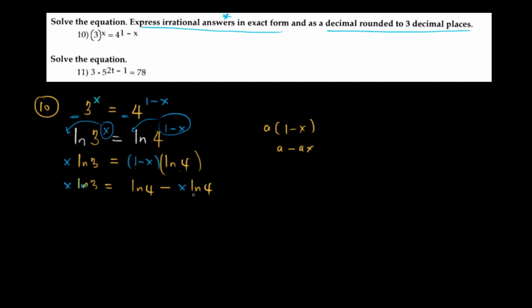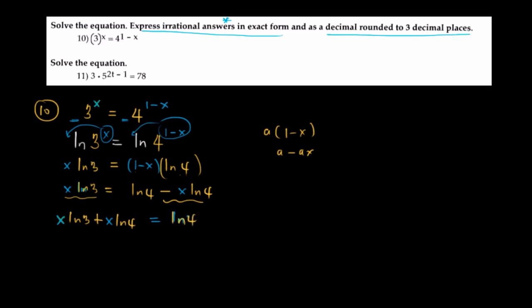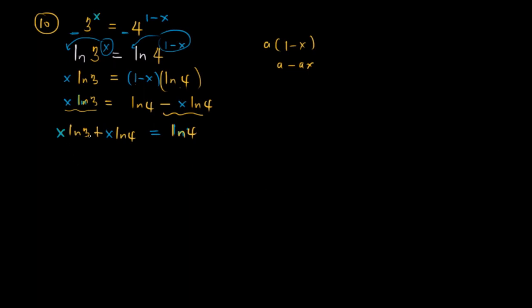So the next thing is you want to collect like terms. You have x here and x here, so you bring it to this side. So this becomes x ln of 3 plus x ln of 4, since I added x ln 4 to both sides, equals ln of 4. So this is what we have. Now the next step is, since x is common, you can bring x out. So you have x times (ln of 3 plus ln of 4) equals ln of 4.